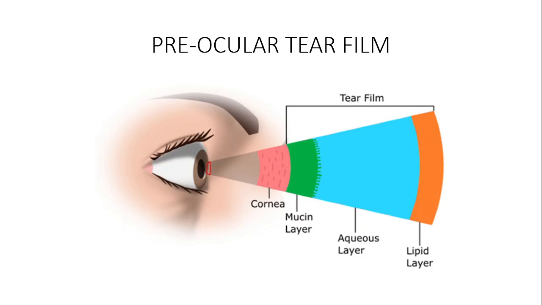When it comes to the lipid layer, I want to give you an example. If you have two buckets of water, one has fat on top of it, the other doesn't have any fat on top of it. Which one will evaporate faster? It's obvious. The one without fat will evaporate faster. So, what are the functions of the lipid layer of the tear film? It prevents evaporation of the aqueous layer and maintains tear film thickness.